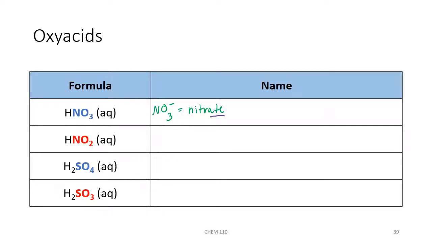The ending ate gets changed to ic in our name. So the name of this acid would be nitric acid. We still add the name acid at the end. Compare that to HNO2. NO2 minus, that polyatomic ion is called nitrite. The ending ite gets changed to us, OUS. So the name of this acid would be nitrous acid.